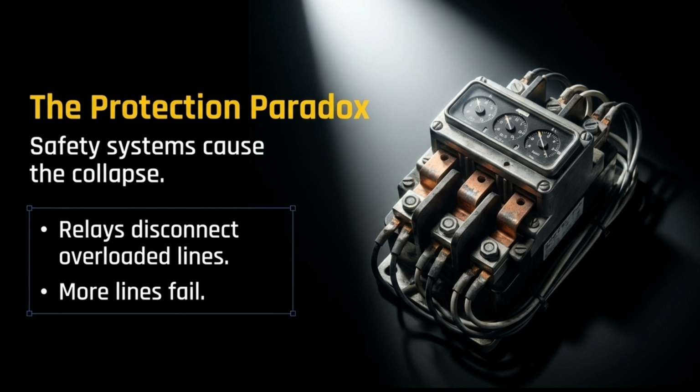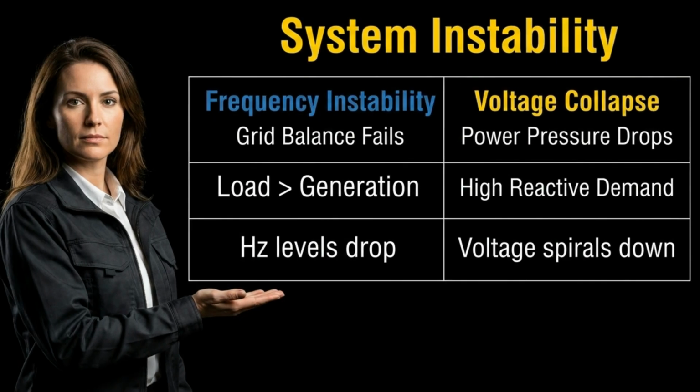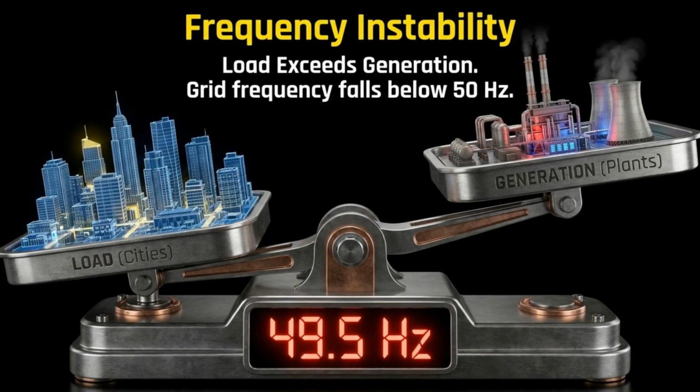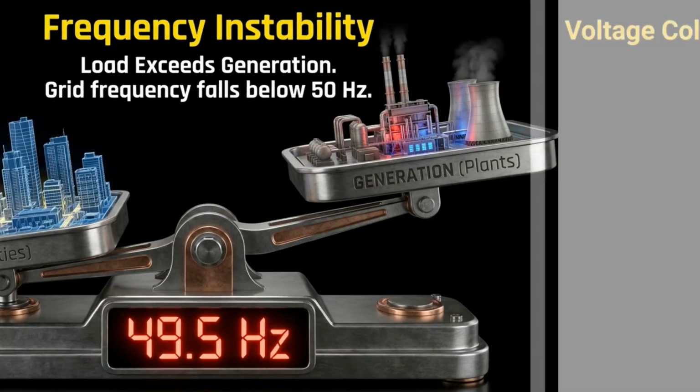Safety systems are designed to protect the grid, but they can trigger a collapse. When relays disconnect overloaded lines to prevent damage, they push more load onto other lines, causing them to fail as well. A grid faces 2 primary types of system instability: frequency instability, where the grid balance fails, and voltage collapse, where power pressure drops. Frequency instability occurs when load exceeds generation. If the grid frequency falls below 50 Hz, the system begins to struggle with maintaining a stable balance.